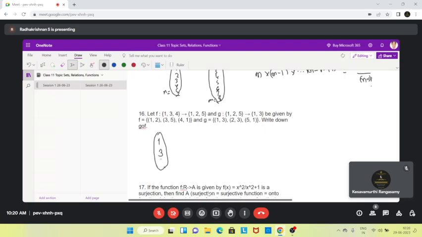This is your set A. This is your, let's say, set B. So these problems can be easily solved by drawing the diagram. This is your set C. So what does it say? Function F is 1 to 2, 3 to 5, and 4 to 1. This is your F. And your function G is 1 to 3, 2 to 3, 5 to 1. This is your function G.